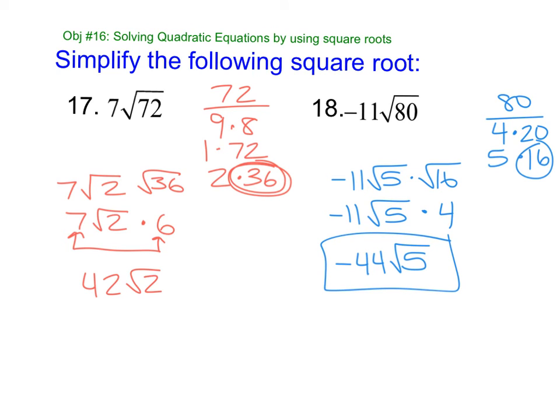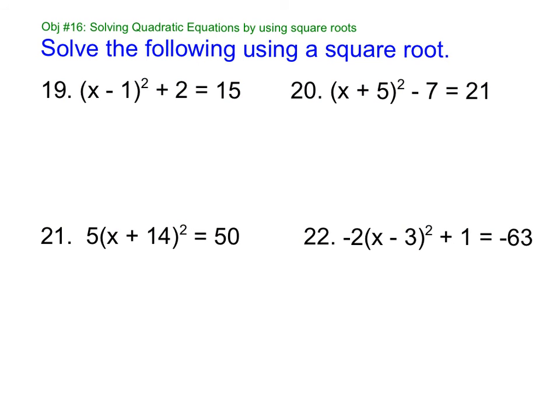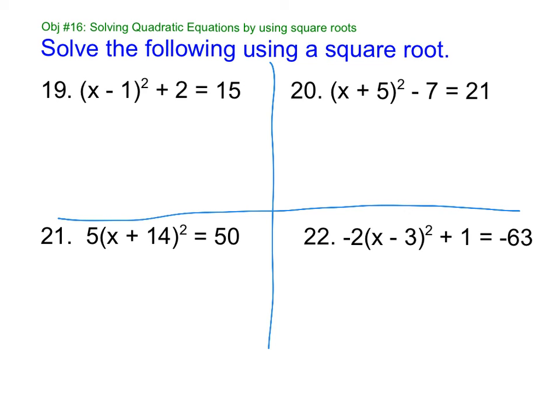Okay, so now let's get back to solving. All right, so look at number 19. This is the last page. I promise. We're done after this. We are going to solve for x. So what do we do first? We're going to subtract the 2. So x minus 1 squared equals 13. Then what do we do? Square root.